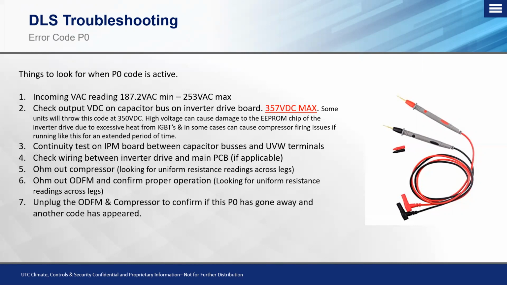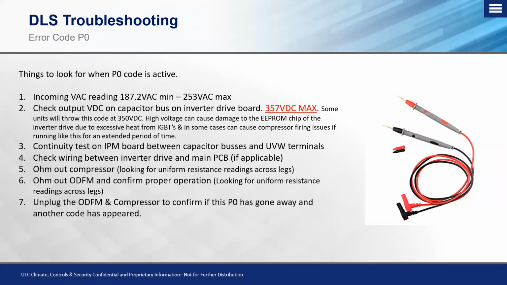Next thing I'm going to have you do, if both of those check out, is unplug the outdoor fan. Turn the system on to confirm if this P0 code has now mysteriously gone away and another code has reappeared. Technically, if you unplug that outdoor fan motor, you should get a code pertaining to the outdoor fan motor issue, not a drive board error. Same thing with the compressor. You want to unplug the compressor, turn the power back on, and see how the system responds. This is also a great way to check to see if your main PC board and your inverter drive board are throwing the appropriate codes based on what you're essentially mimicking.